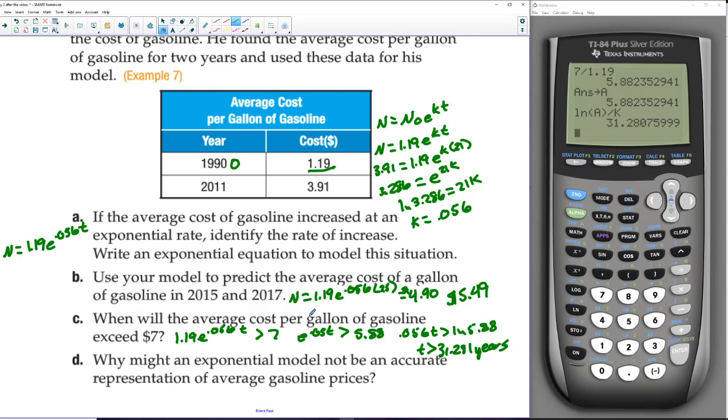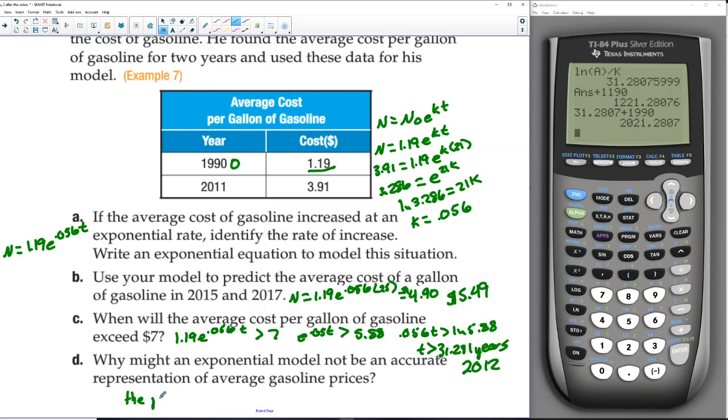But it says, when will the average cost of gallon exceed 7? So that's 31 years past 1990. So we're going to add 1990 and 31.2807 plus 1990. 2021. So 2021. Why might an exponential model not be an accurate representation of the average gasoline prices?